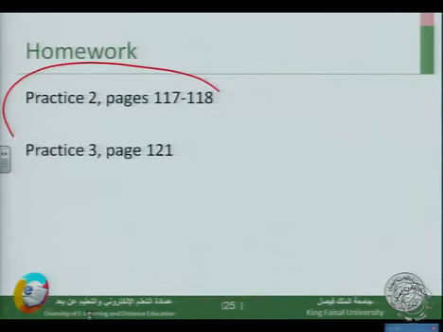Hopefully you will do practice. These are practices on page 117, 118, and practice 3, page 121.